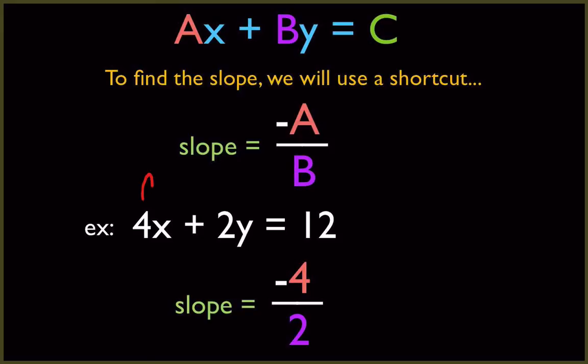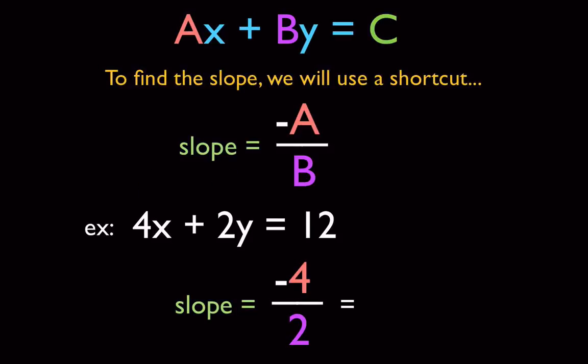So this is my a right here. So the opposite of that would have to be negative 4. And this is my b right here. So that's why down below you see negative 4 over 2. Again, don't think of it as negative a, even though I just said that. Think of it as opposite, because if it is a negative, it turns into a positive. So after that, you simplify negative 4 over 2, which simplifies out to negative 2 over 1. And that's it. You have the slope.